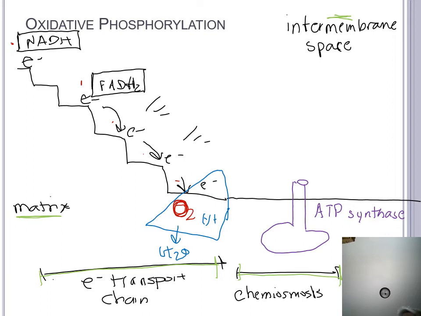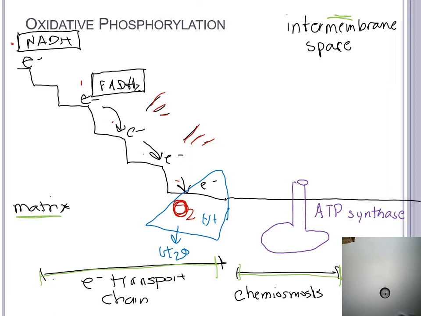In this process, we're giving off little bursts of energy. Note that still, as we've talked about this electron transport chain, we have not made any ATP yet. All we've done with the electron transport chain is gone poof, poof, poof, and given off those little puffs of energy. Now let's talk about the chemiosmosis part.